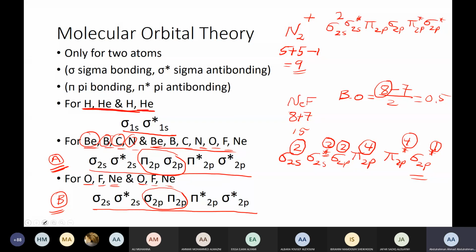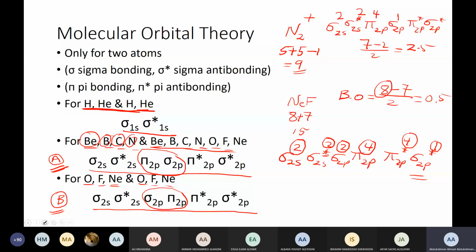2, then 2, 4, 1. Exactly. 2, 2, 4, 1. Okay, good. And then what's the bond order? 7 minus 2 over 2. Yes, exactly, 7 minus 2 over 2, which is equal to what? 5 over 2, 2.5.